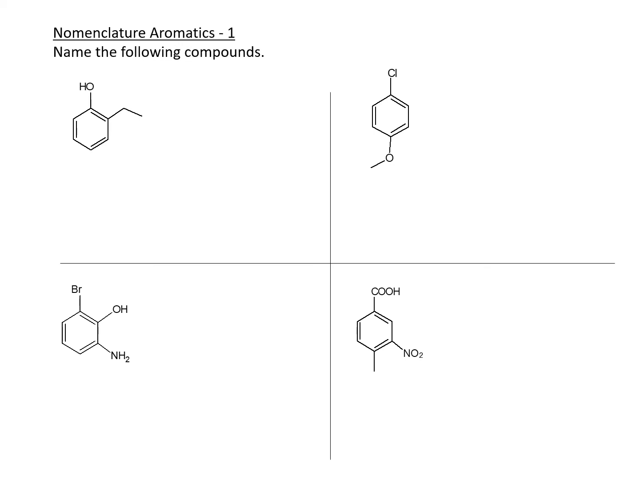Let's name some aromatic compounds. And the first one is a benzene with an alcohol group on it. So alcohol means that this is a phenol, the benzene ring with the alcohol. And then here, of course, we have an ethyl group. So I'm going to try this naming with different types of names.